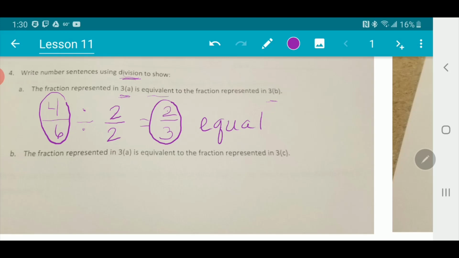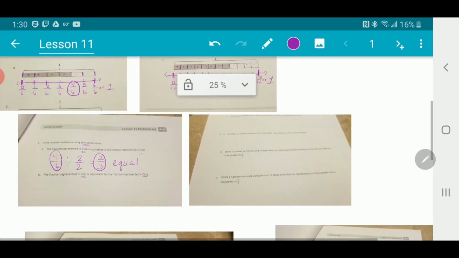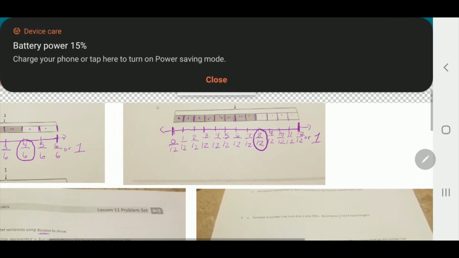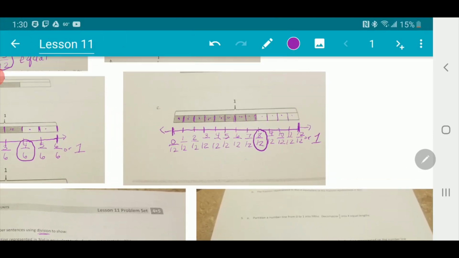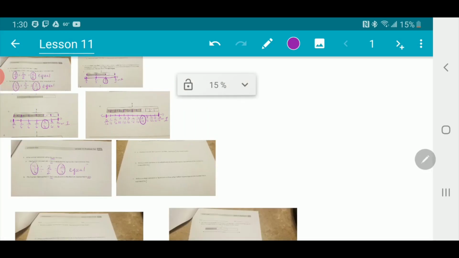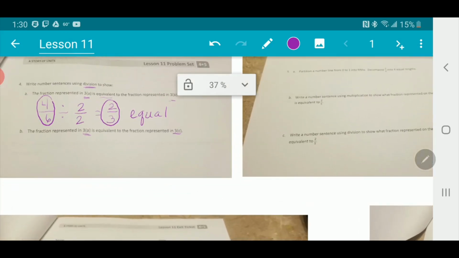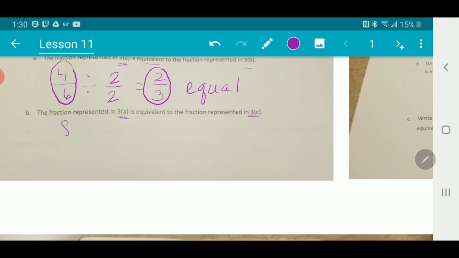For 4B, we're going to do kind of the same thing. We're going to be using our answer for 3A and showing how it's equivalent to our answer for 3C. So we're going to have to go back and look at our answer. For 3C, our answer was 8/12. We already know our answer from 3A was 2/3. Once again, since we're doing division, we're going to start with the fraction that has the bigger number.